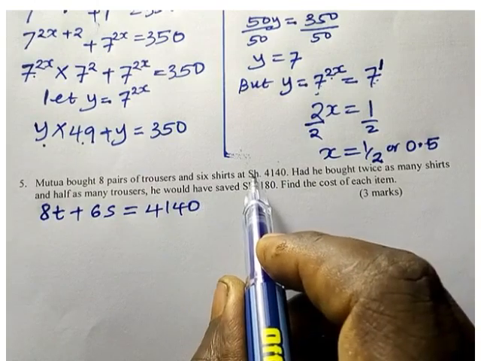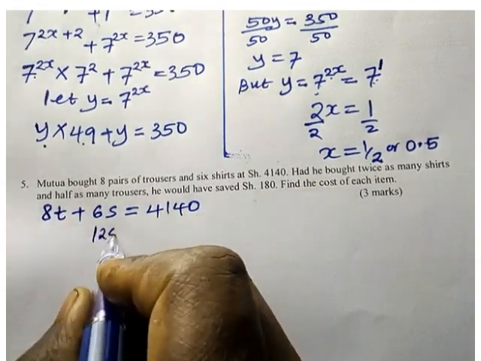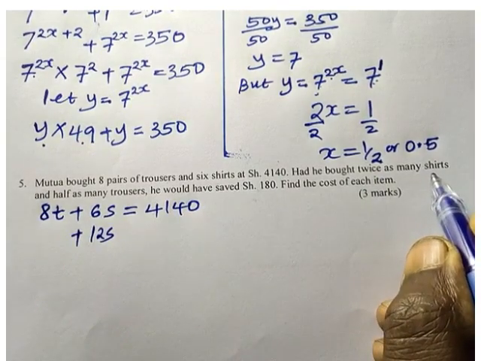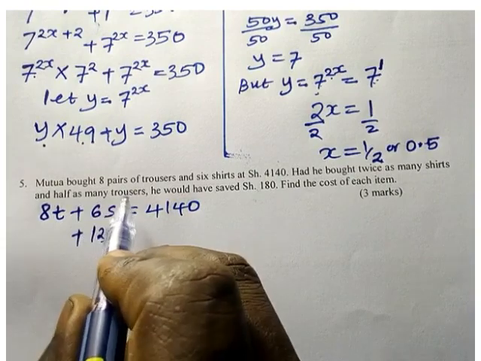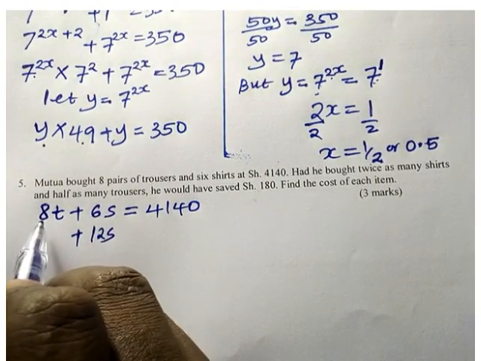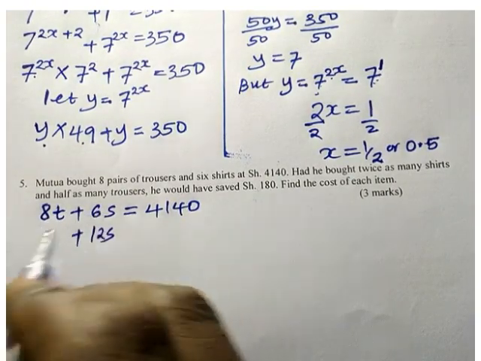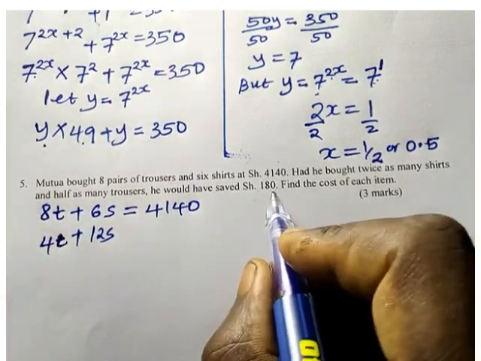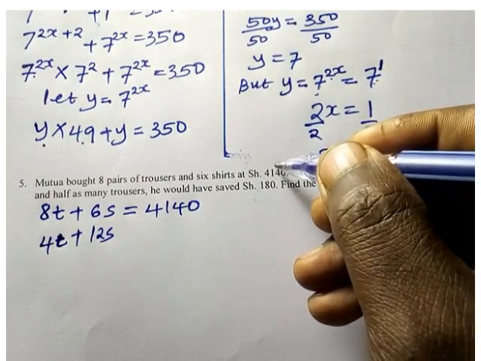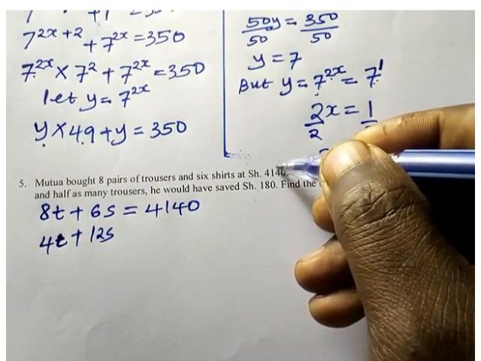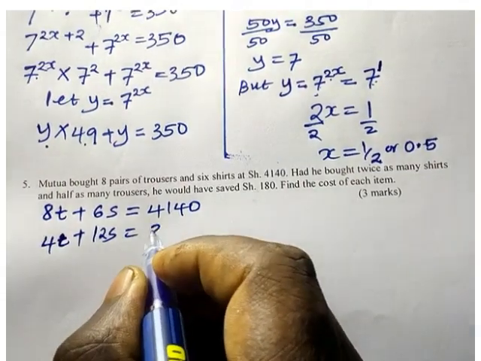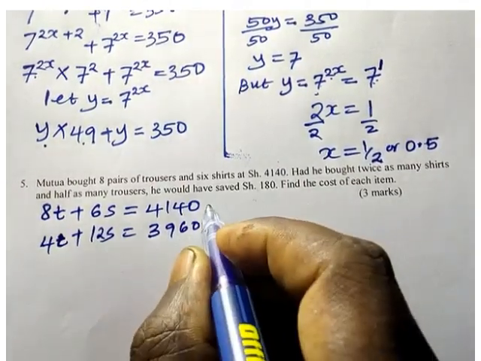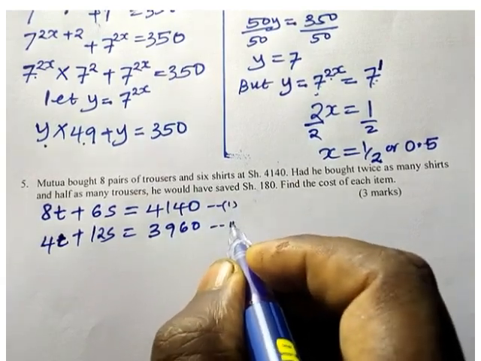Had he bought twice as many shirts, so the shirts were 6, he would have bought 12, that is 12S, and half as many trousers, half of 80 is 40, that is 40T. He could have saved 180. If he had paid this, we subtract 180 from here and it will be 3,960. So this is our equation 1 and this is our equation 2.